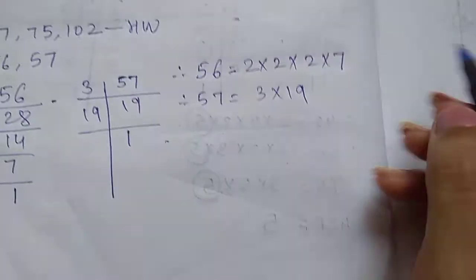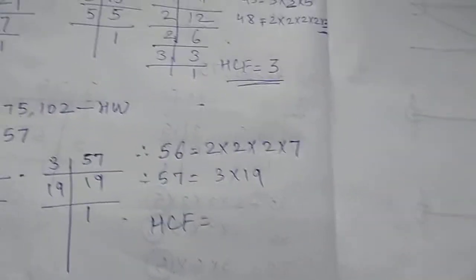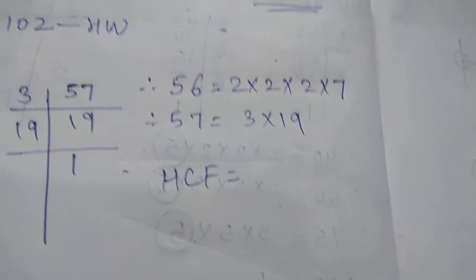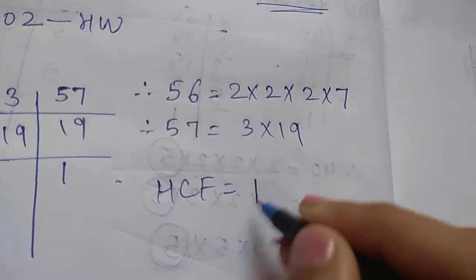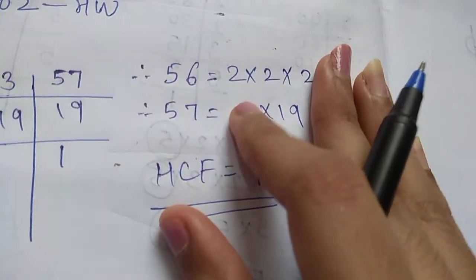Now we can see that nothing is common between these two. Nothing is common between 56 and 57. When nothing is common, then HCF is always 1. Remember that. Last sum of this practice set, sum number 10.